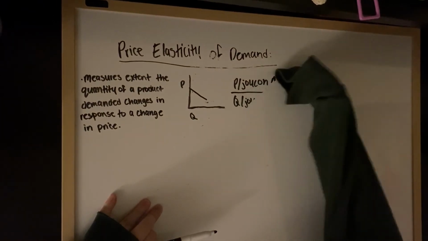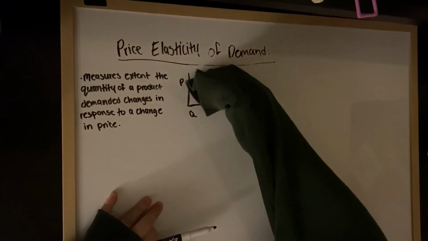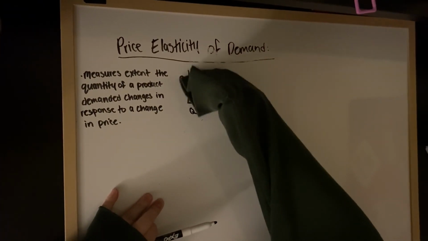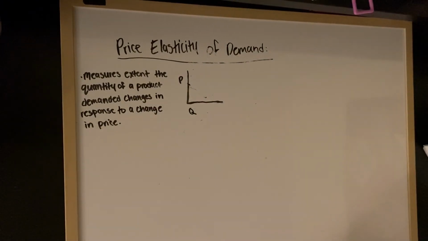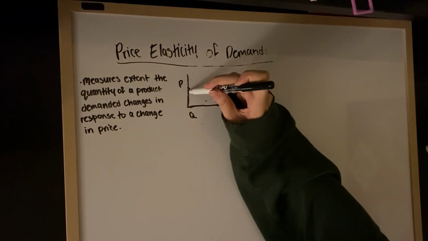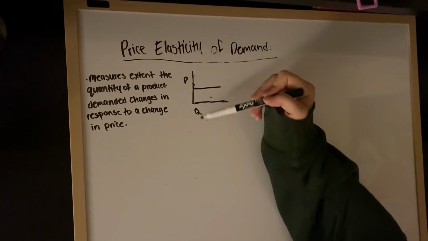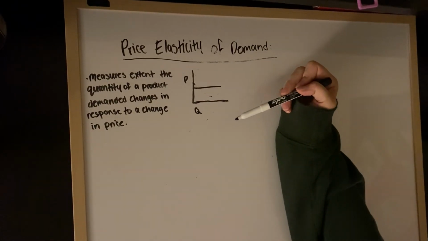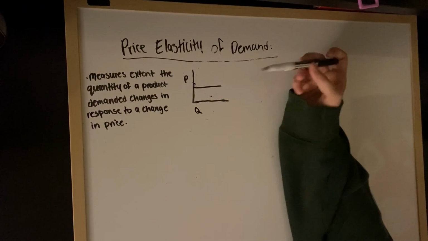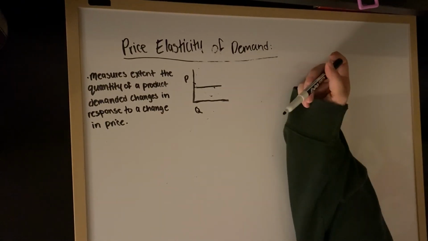And then the final one is perfect elastic, which basically just means that no matter the price, people are always going to, it's not going to affect the quantity.